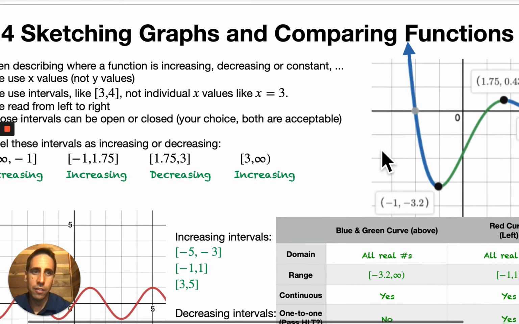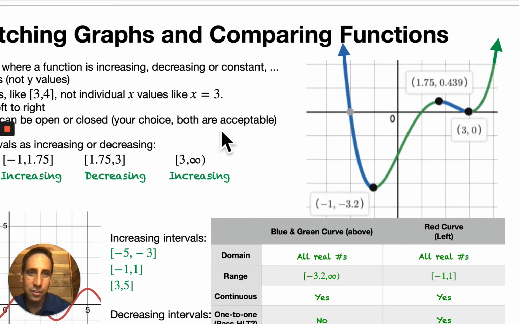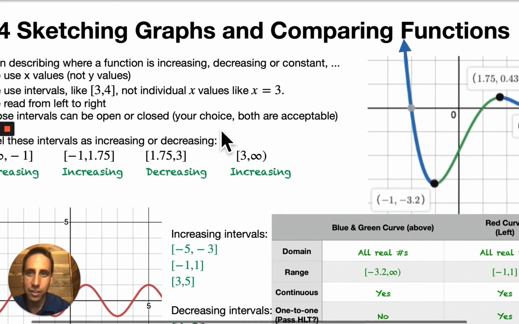So if you imagine yourself on a roller coaster, like if you are actually skiing down this mountain, going down this roller coaster track right here, reading from left to right, you're going down, down, down, down, up, up, up, up, up, up, up, down, down, down, down, up, up, up, up, up. Having that imagination is kind of fun for thinking about increasing, decreasing, and constant.